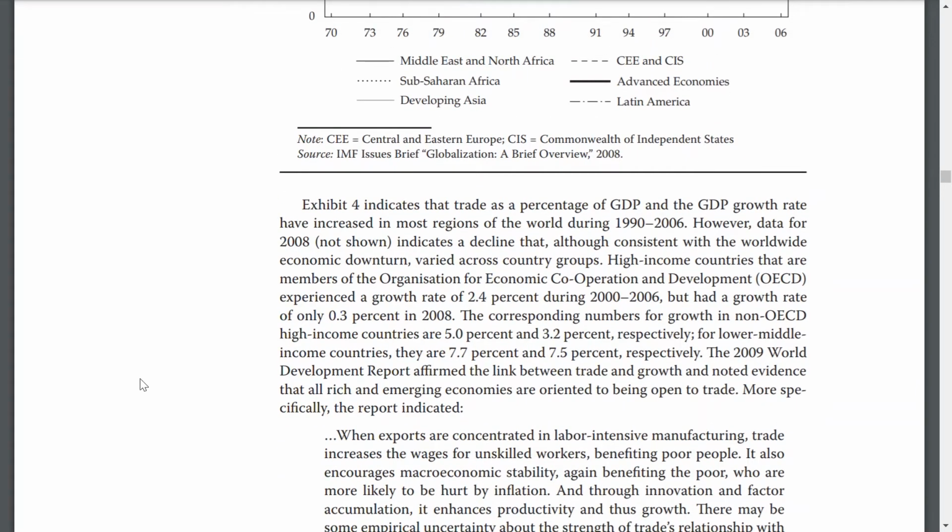Exhibit 4 indicates that the trade as a percentage of GDP and the GDP growth rate has increased in much of the region of the world during 1990 to 2006. However, data for 2008 is not shown, indicating a decline that, although consistent with the worldwide economic downturn, varied across country groups. High-income countries that are members of the Organization of Economic Cooperation and Development, or OECDs, experienced a growth rate of 2.4 during 2000 to 2006, but had a growth rate of only 0.3 in 2008. The corresponding numbers of growth in non-OECD high-income countries are 5% and 3.2% respectively, and the lower middle income countries are such. So this is just interpreting the data.